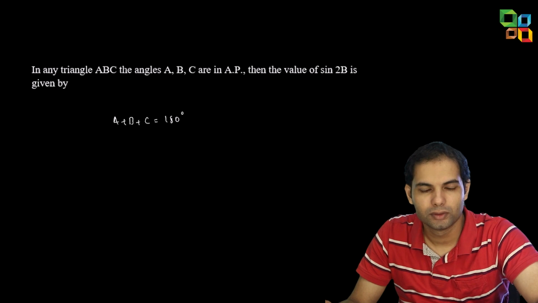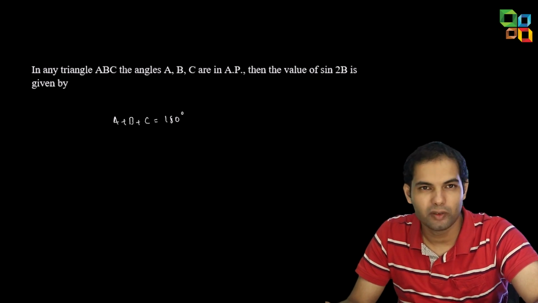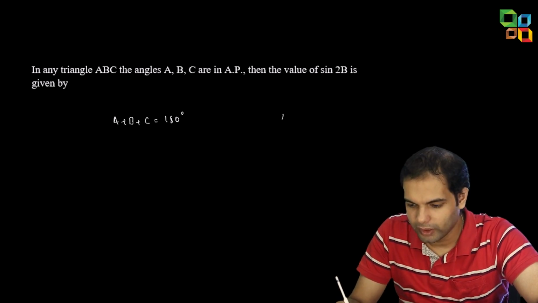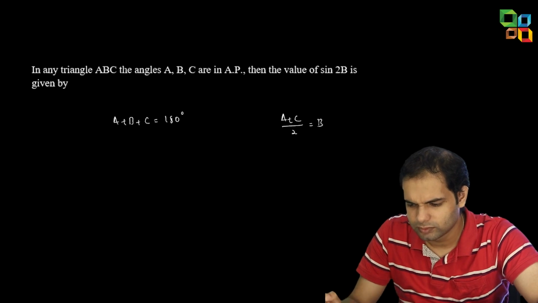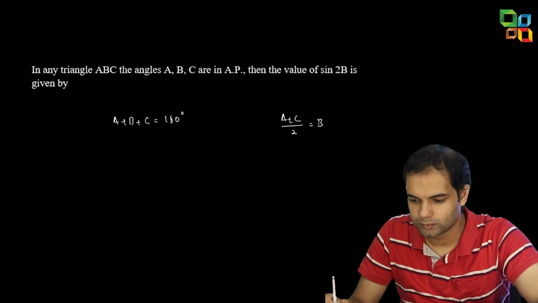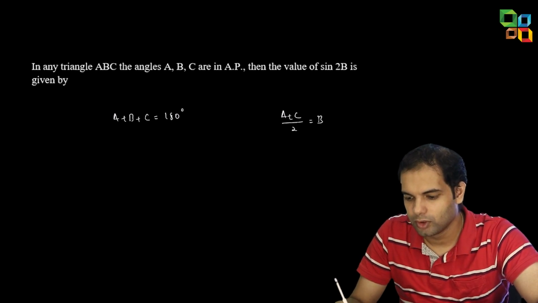And A plus C by 2 is B. Are we sure it's always true? How do you know it's true always? Why is A plus C by 2 always equal to B? Because A will be of the form A plus D, and B will be of the form A, and C will be of the form A plus D.